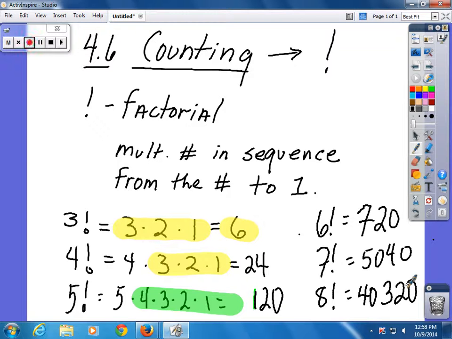Why don't we use 0 after 1? Everything would be 0. That's why you don't use 0, because it cancels everything out. Now, everything that we're going to be doing in 4.6 revolves around this, because anytime you're dealing with a permutation or a combination or anything like that, you end up using factorial.